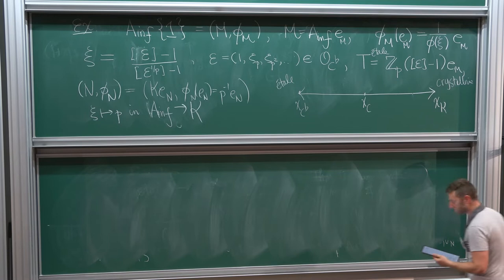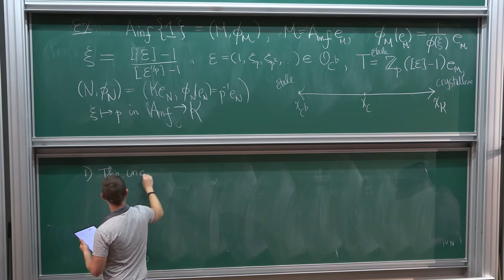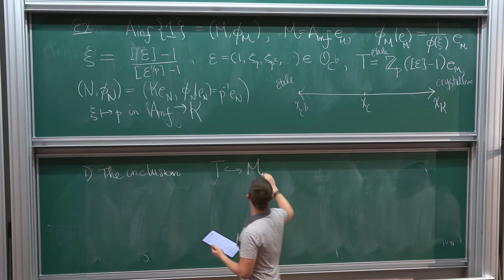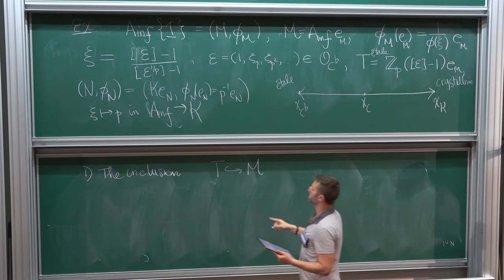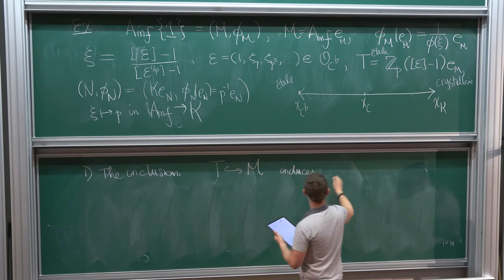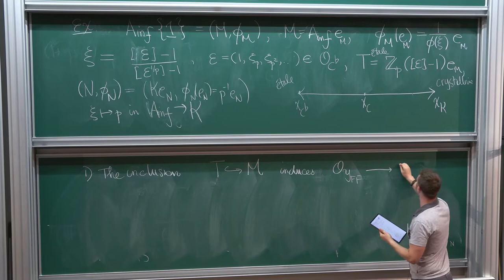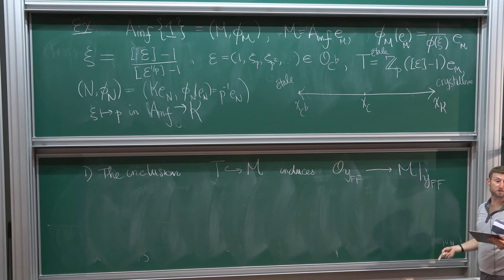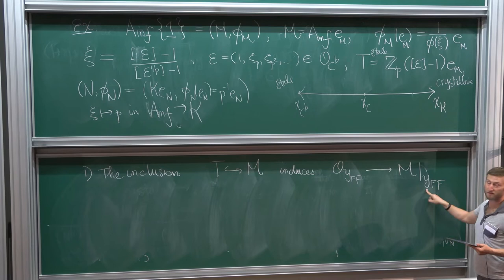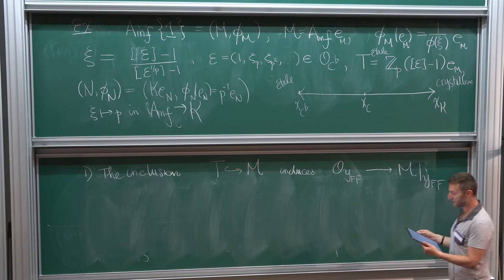All right, there are three steps. I wrote down what T was. It has a basis element. So this is just a map of Z_p modules. This is induced as a map. All right, so M here is a phi module over A_inf. I can restrict it to the Fargues-Fontaine curve Y. That just means I delete some points from Spa A_inf. And this sends a basis element to multiplication by epsilon minus 1.